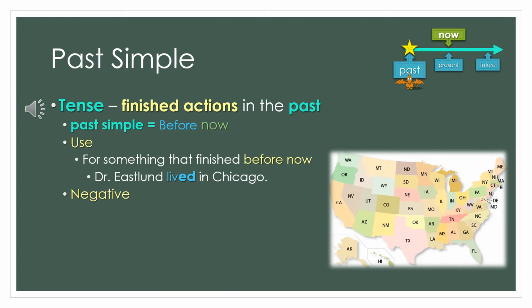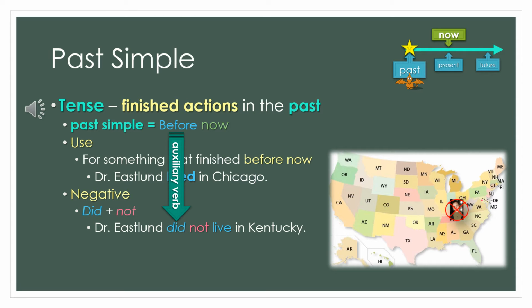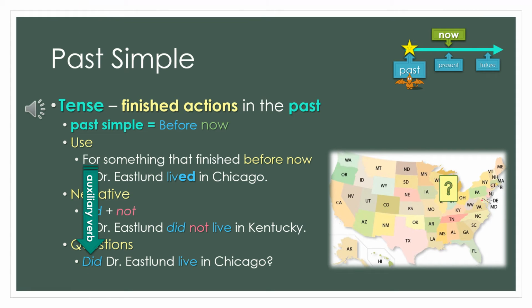To form the negative past simple, you use the auxiliary verb did, which is the past tense of the verb do, plus the word not. For example, Dr. Eastland did not live in Kentucky. To form questions in the past simple, you use the auxiliary verb did, which is the past tense of the verb do. For example, did Dr. Eastland live in Chicago?